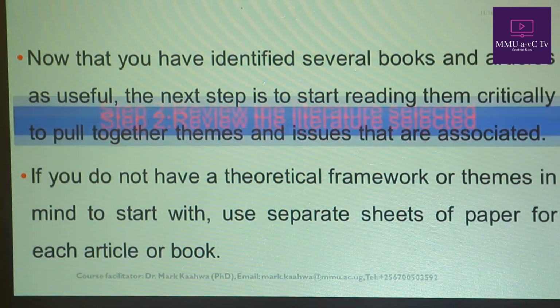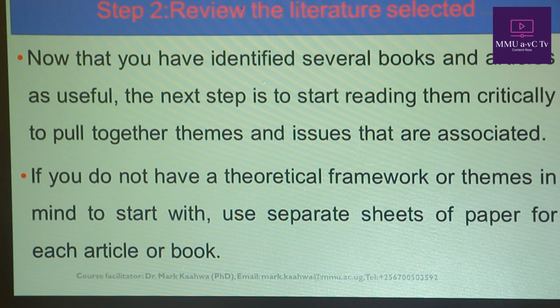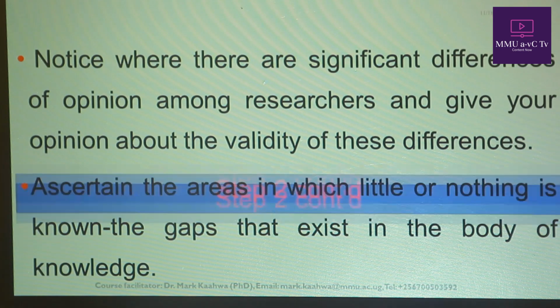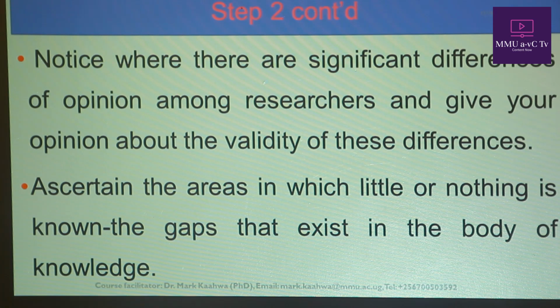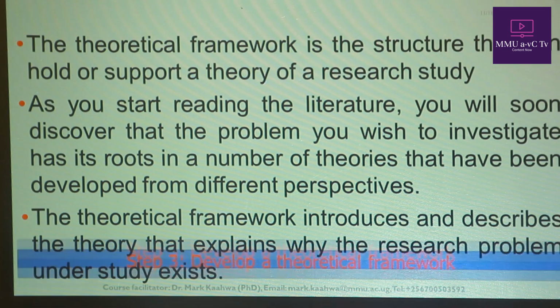Now, 2, you review the literature. Now that you have identified the several books and the articles as useful, the next step is to start reading them critically. And if you do not have a theoretical framework or themes in mind to start with, use separate sheets of paper for each article or book. Then you notice where there are significant differences of opinion among researchers and give your opinion. Ascertain the areas in which little or nothing is known. So those are the gaps we are talking about.